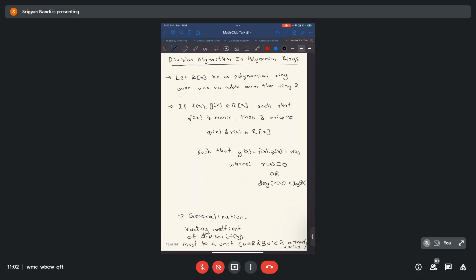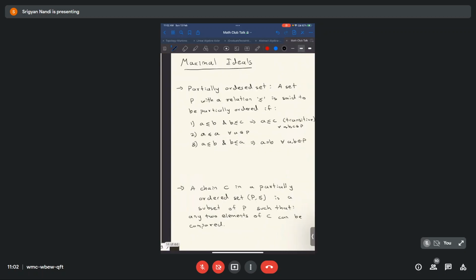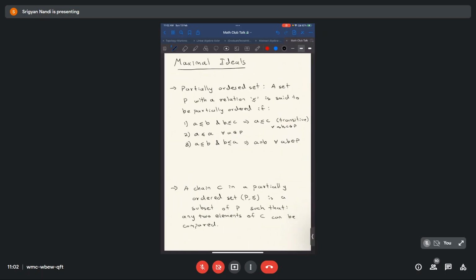So finally, we have enough material to come to the definition of maximal ideal. And here is where the stuff gets a bit intense, and one even has to go to the famous or celebrated axiom of choice or Zorn's lemma to prove certain concepts in this. So we first start with the notion of a partially ordered set. So, as you may guess, a partially ordered set is a set with a relation less than or equal to, and this relation satisfies three properties.